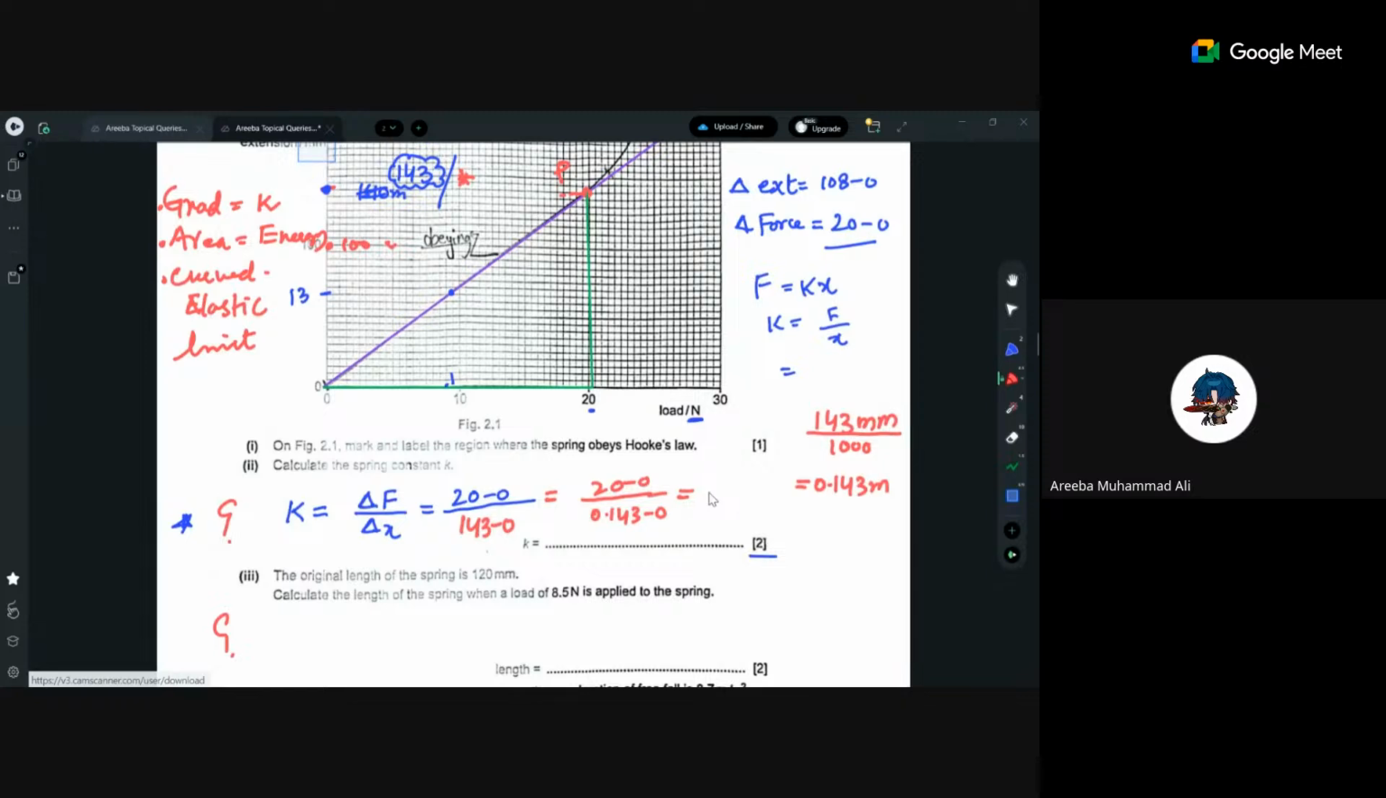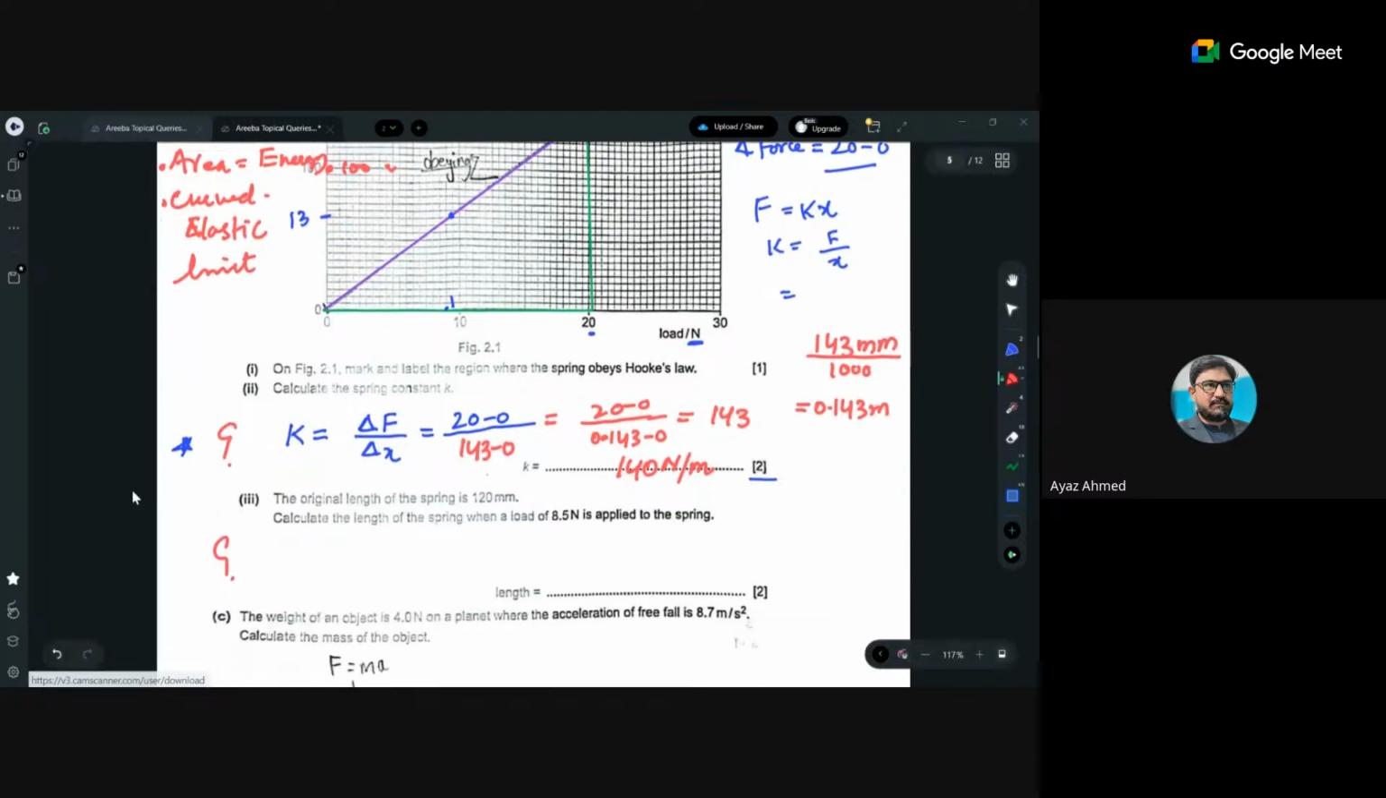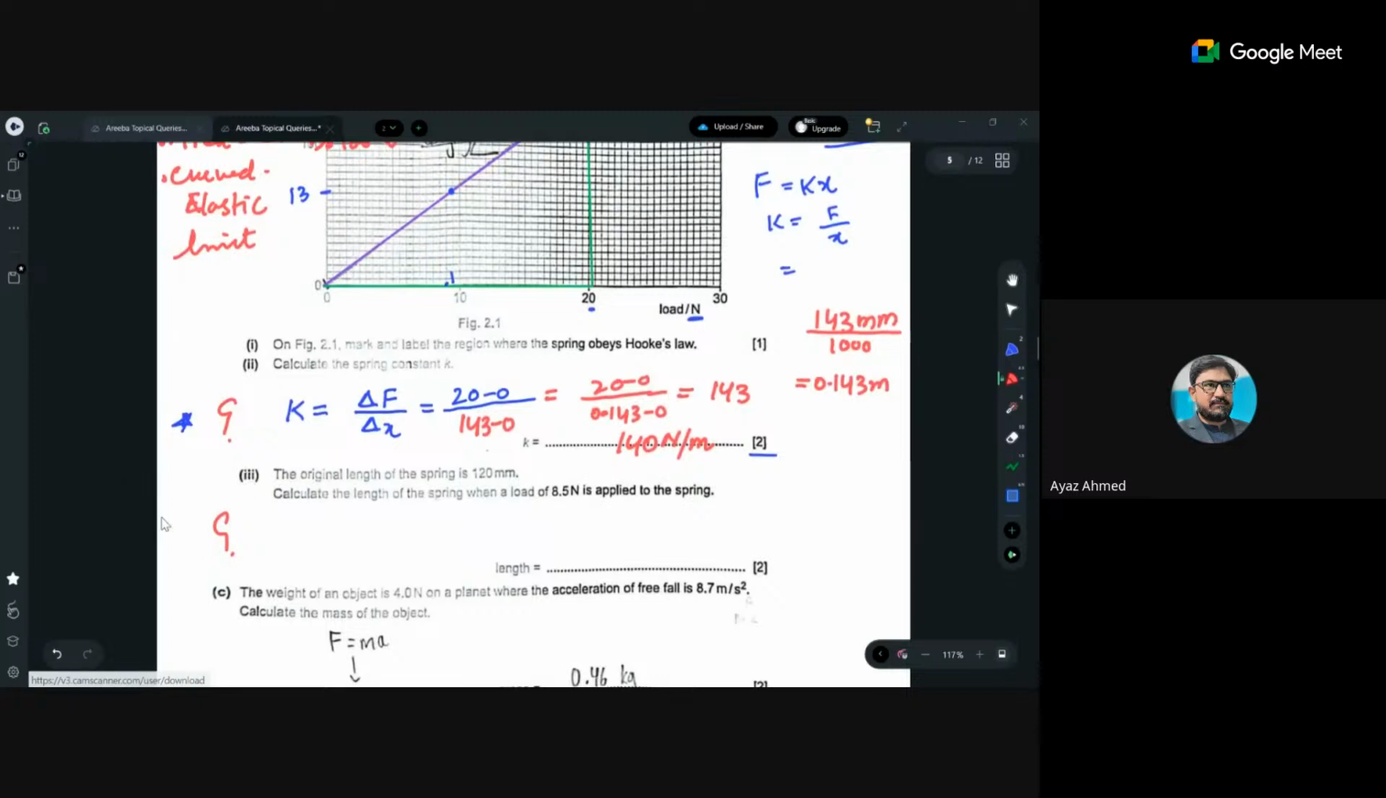This is 142.857. So 143 हो गया. So you will just write in this way 140 न्यूटन पर मीटर, ठीक है, बिकॉज इसको हमने राउंड ऑफ करना है ना, टू सिग्निफिकेंट फिगर से ऊपर नहीं जा सकते हम, सही है। Yeah. Okay.